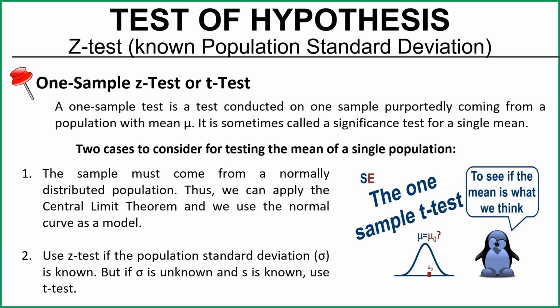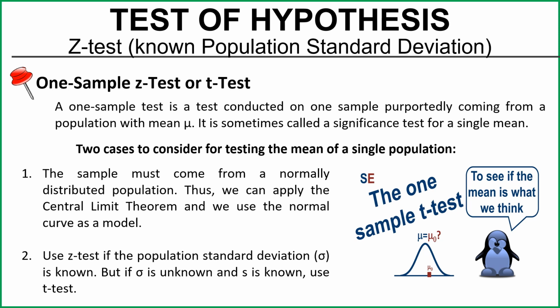A one sample test is a test, of course, that is conducted on one sample from a population with mean mu. A one sample z-test or t-test is sometimes called a significance test for a single mean. There are two cases to consider for testing the mean of a single population.